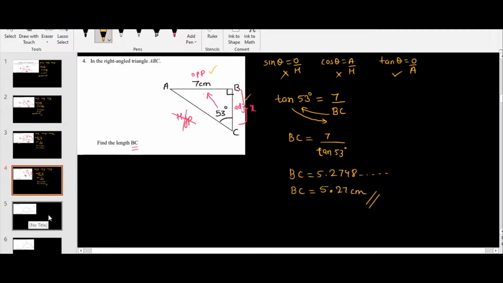Let's solve question 5. These are the 4 questions based on trigonometry ratio. In the next question, you will see there is no right angle triangle here. So this is a non-right angle triangle. For a non-right angle triangle, we have the sine rule and cosine rule. One of the rules we have to use to find the angle or the side.